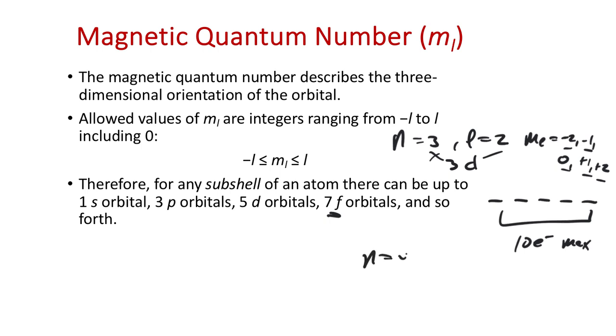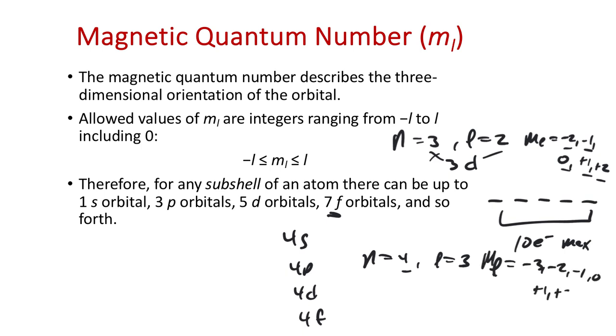If we go to N equals 4, that's the first time we can have an L of 3. So you have N equals 4 and L equals 3. Don't get too confused that L could also be 0, 1, or 2. The N and L combination defines a subshell. So the N equals 4 shell could have a 4S, a 4P, a 4D, and now a 4F subshell. For the 4F subshell, the range of the M sub L value would go minus 3, minus 2, minus 1, 0, plus 1, plus 2, plus 3. So that's how we get 7.